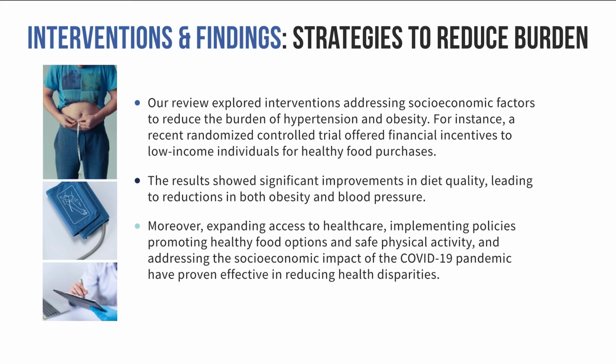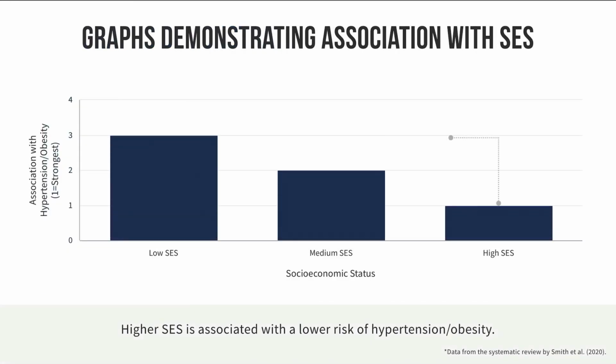So, in conclusion, this systematic review confirms that these factors play a significant role in the development and management of hypertension as well as obesity worldwide. This graph demonstrates the association of socioeconomic status with hypertension and obesity. It defines that higher socioeconomic status is associated with a lower risk of hypertension and obesity, even though some studies showed a higher prevalence, although the lower socioeconomic status has a higher risk than the high SES.